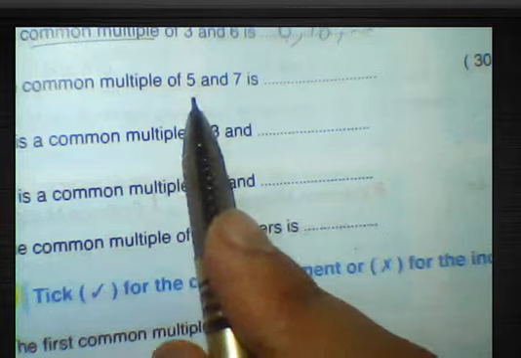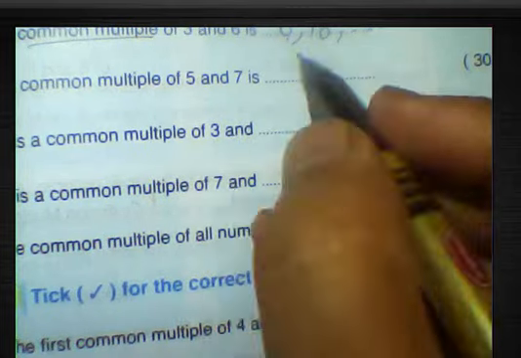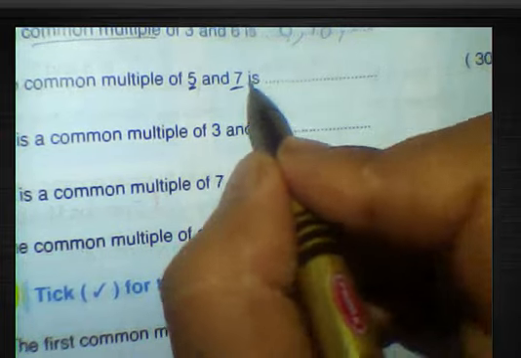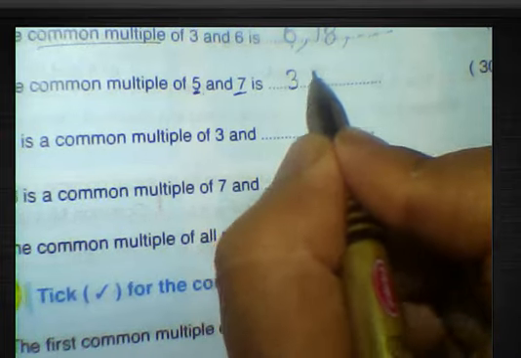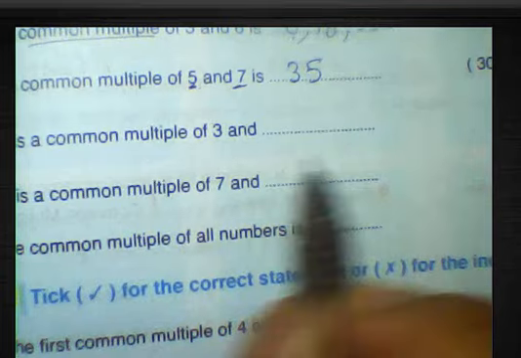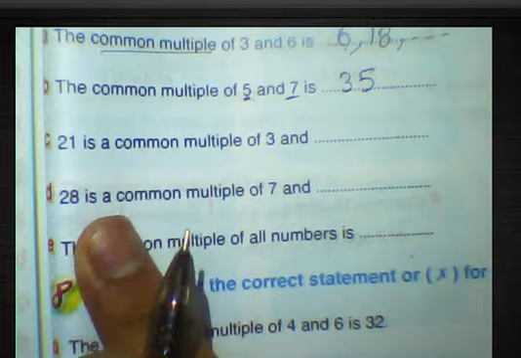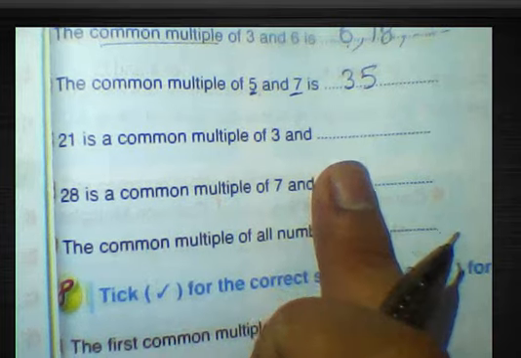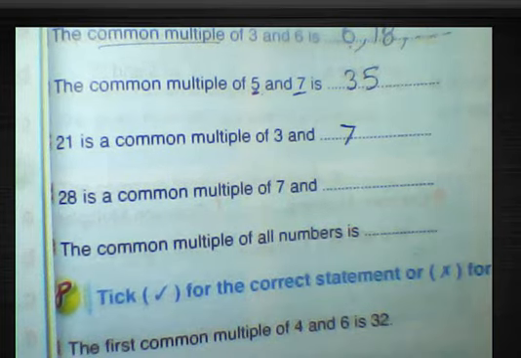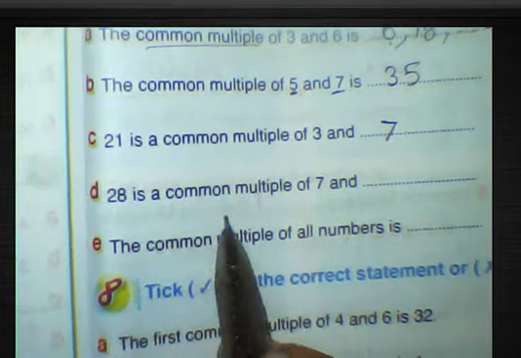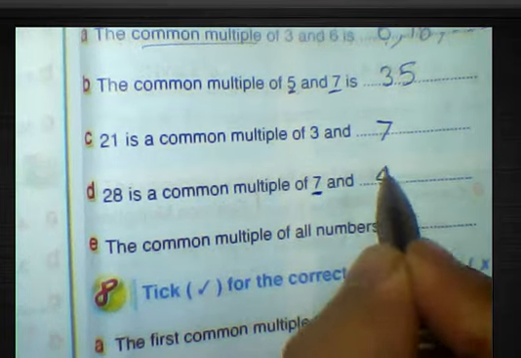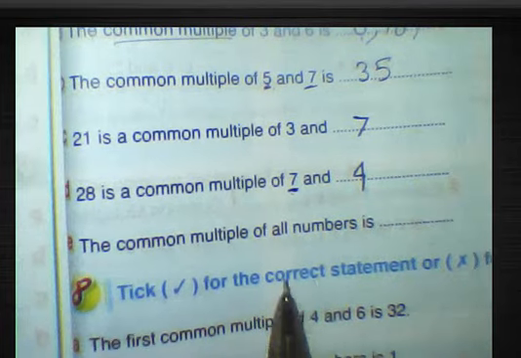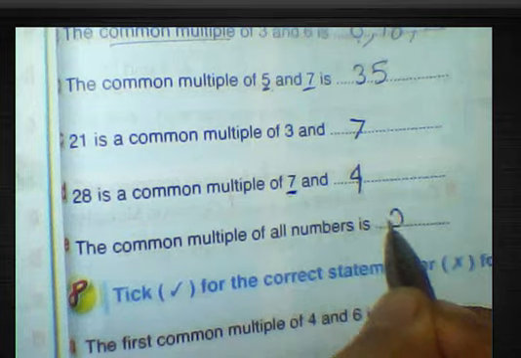The common multiple of 5 and 7 equals 35, because 5 and 7 are prime numbers. Then 5 times 7 equals 35. Choose 35 here. 21 is a common multiple of 3 and 7, because 3 times 7 equals 21. Choose 7. 28 is a common multiple of 7 and 4, because 4 times 7 equals 28. The common multiples of all numbers is 0.